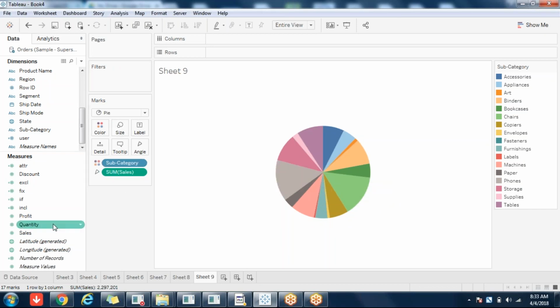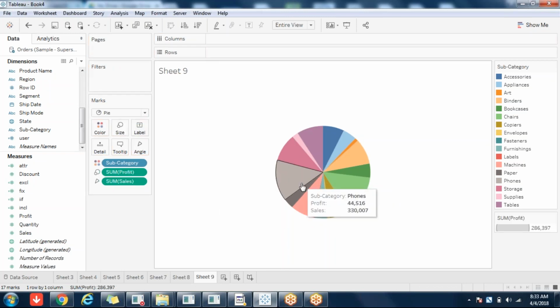If at all you want to see, I'll drag and I'm dropping two measures, but in the chart only one measure is showing, and the chart didn't change. You see that, because it will consider the first measure only. It will not consider the second measure at all. Okay, so that's how it is. Good. Now, that is the pie chart.